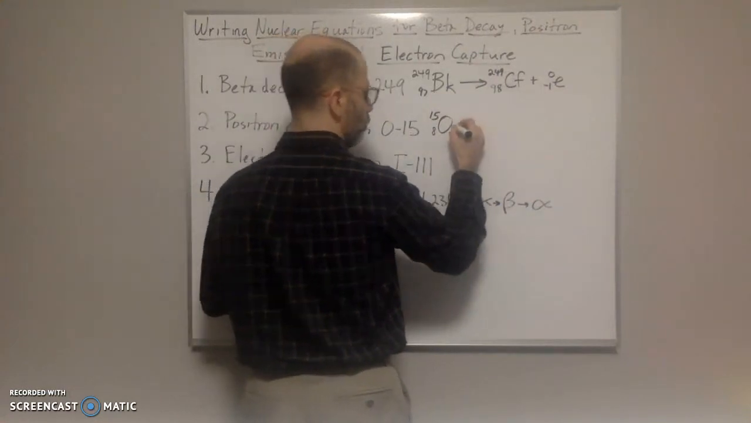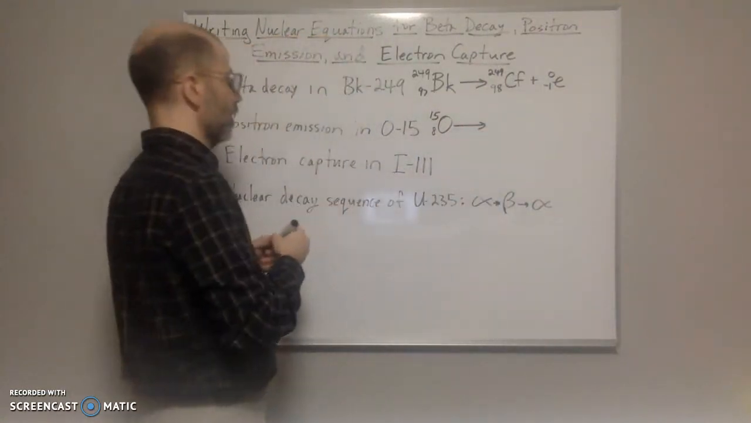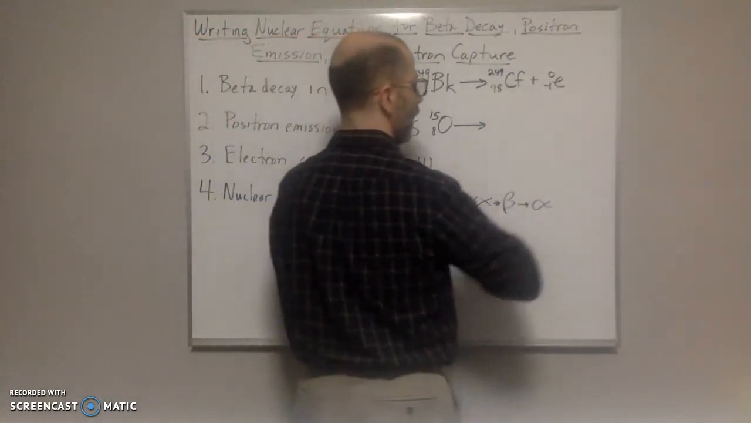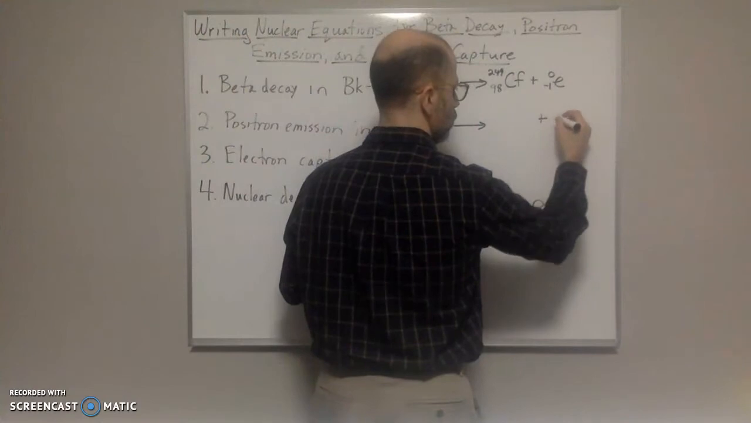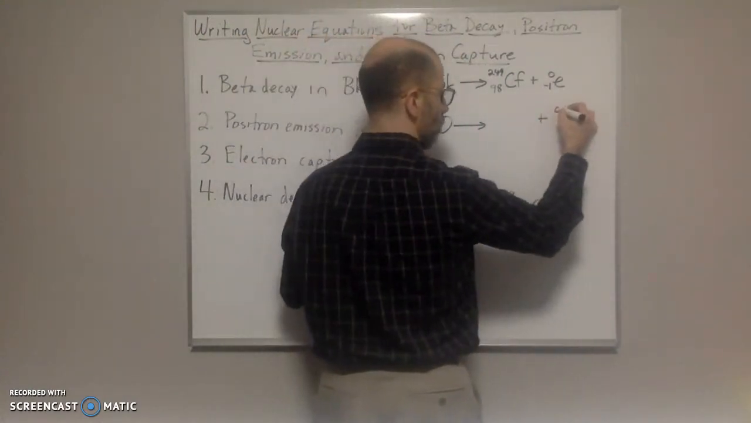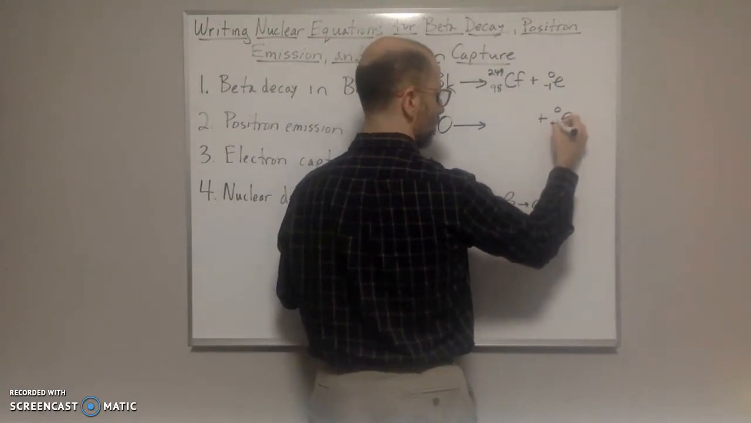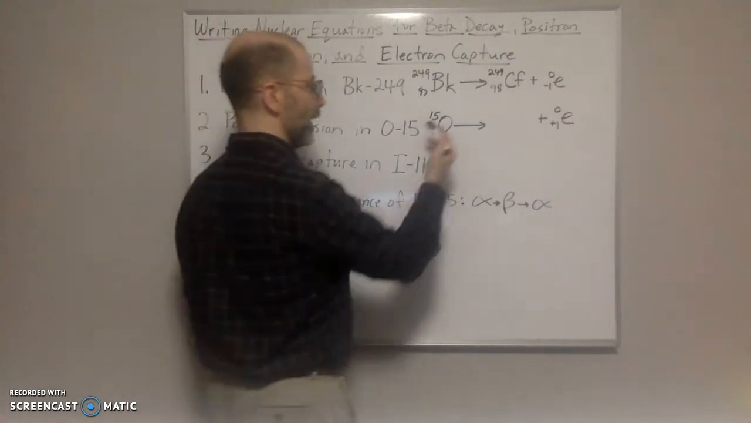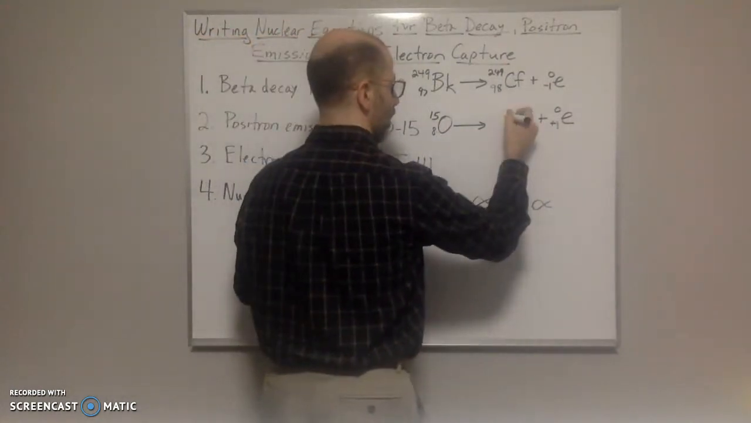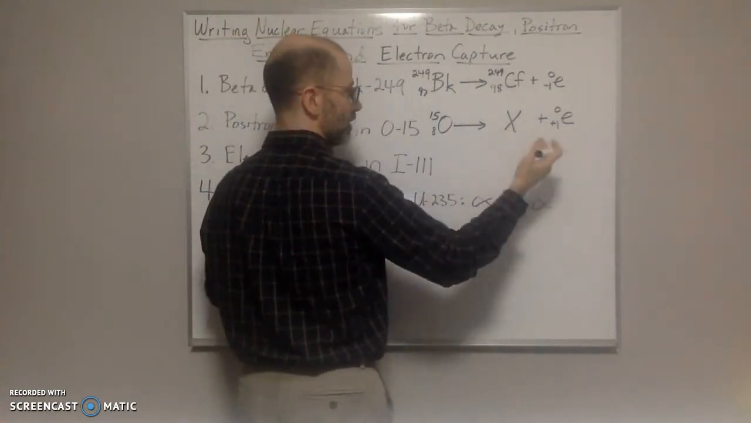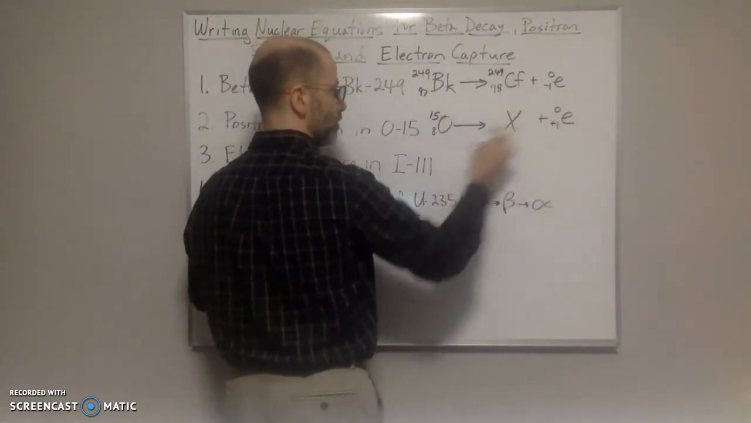And so what we're going to do is, okay, so we write out the positron. Well, it's just a positive electron. So in this case, we're going to have the symbol E. It's going to have 0 mass number, and this time it's a +1 on the bottom. And so again, we're going to have some element X. We'll figure out what X is in a moment, but the numbers on both sides should balance.